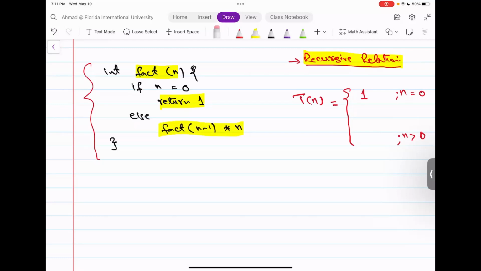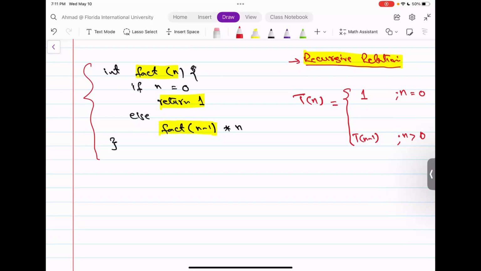In the other case, when n is greater than 0, we are actually doing two operations. What are those operations? The first operation is we are going to call itself on n minus 1, on a smaller instance. So if T of n is required to compute factorial of n, then T of n minus 1 time is required to compute factorial of n minus 1.